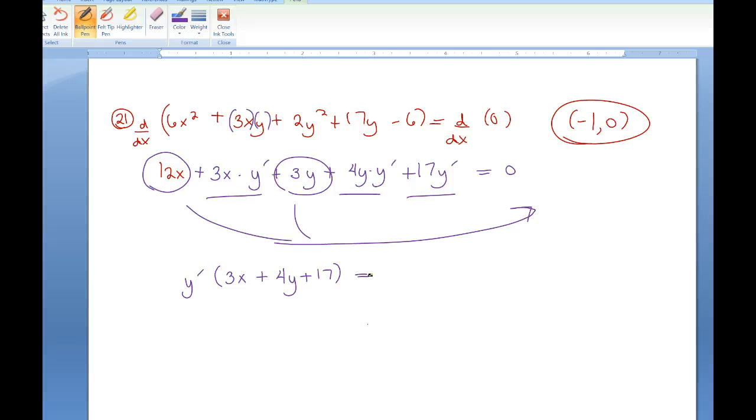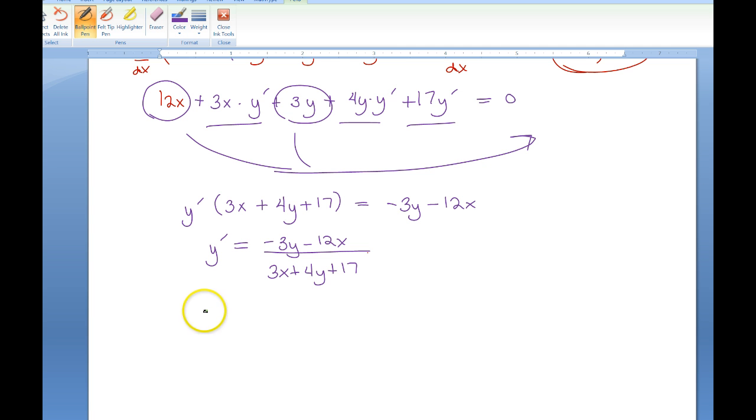Got it. That's why. And then we're going to move over negative 3y minus 12x, and then divide. So y prime is negative 3y minus 12x over 3x plus 4y plus 17. Now we want to plug in. So I want to evaluate dy dx at, what was it, negative 1, 0? Yeah. So this will be 0 plus 12 over negative 3 plus 0 plus 17, which gives us 6/7.